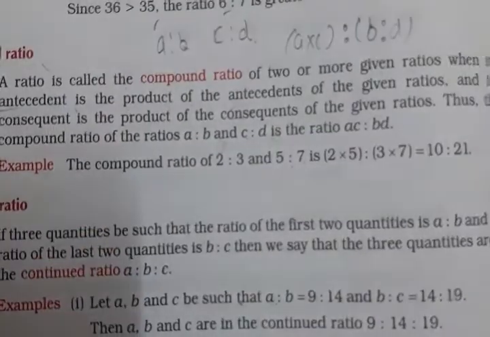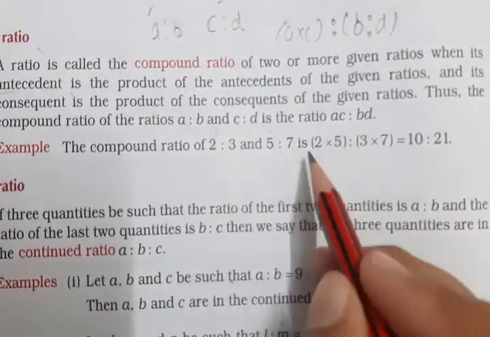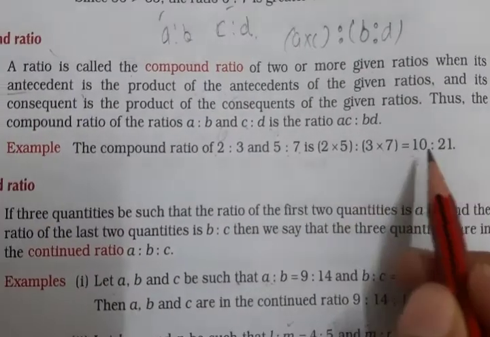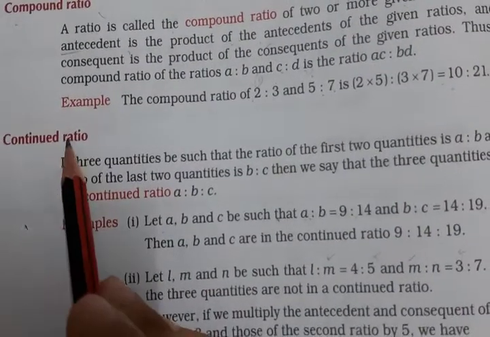How will we find the compound ratio? Multiply the first term by the first term, and the second term by the second term. Same: 2 multiplied by 5 : 3 multiplied by 7. What do we get? That is 10:21. Understand? Now next we come to the continued ratio.